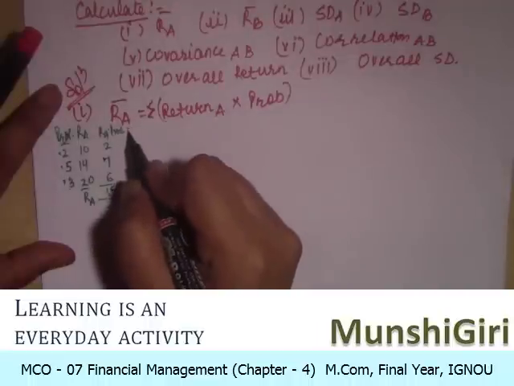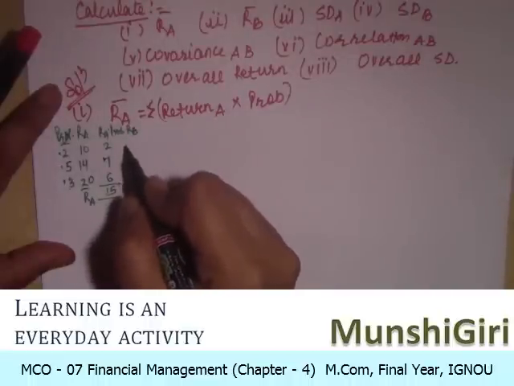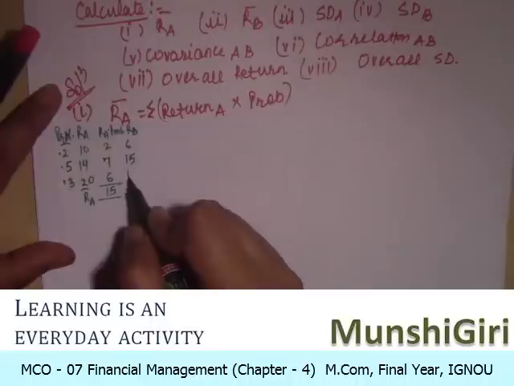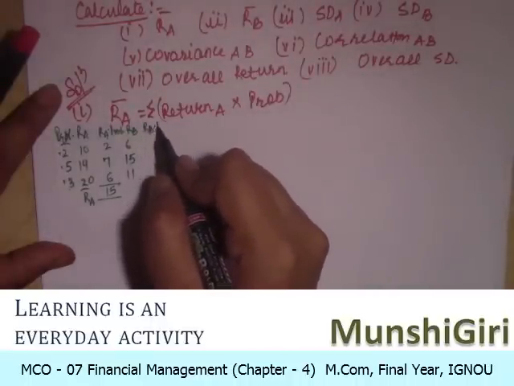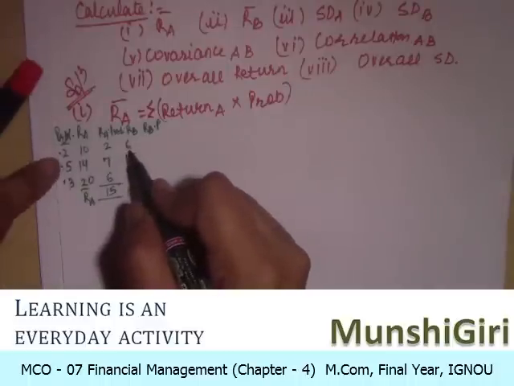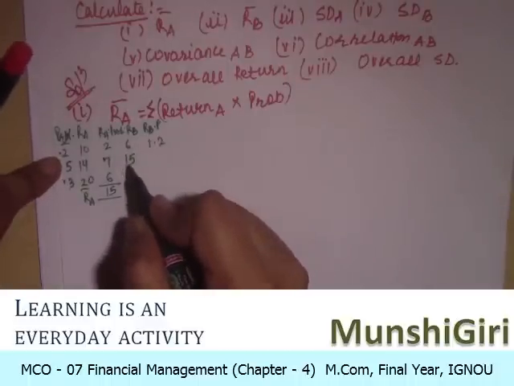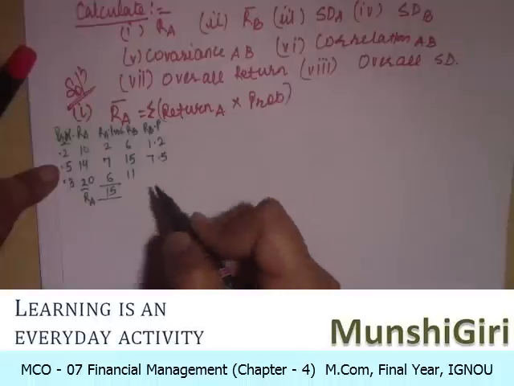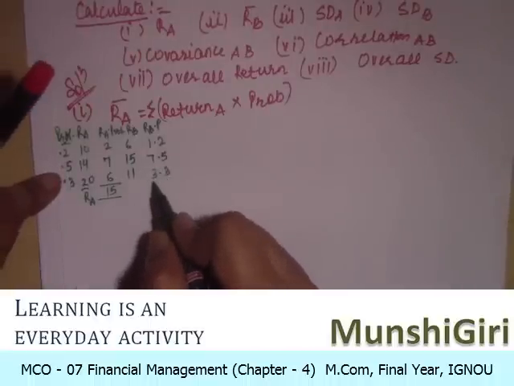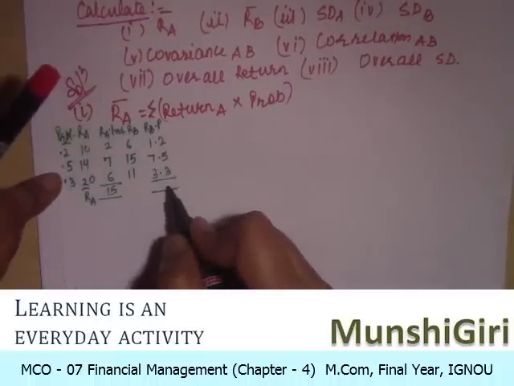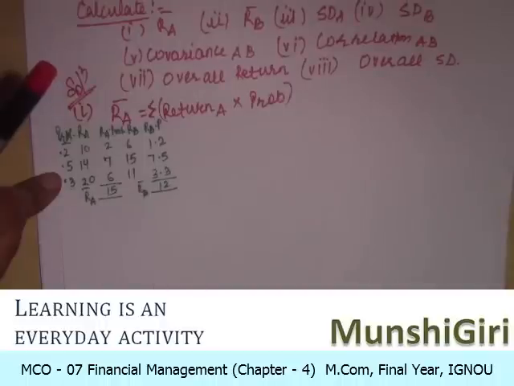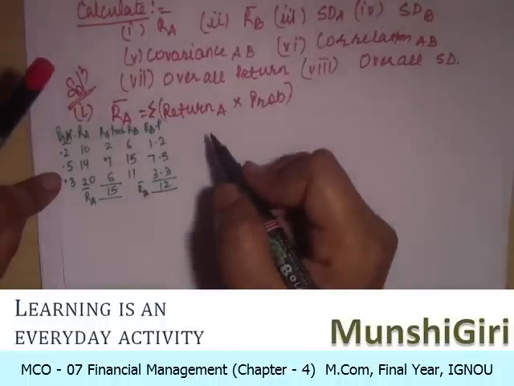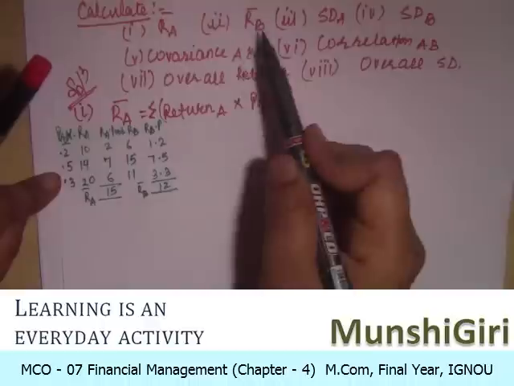Coming to return of B. Return of B is given as 6, 15 and 11. What we'll do is multiply this with probability. Return of B into probability. This is 1.2, this is 7.5, this is 3.3. This is expected return of B. How much? 12. This is RB hash. Now we have calculated return of A and return of B.